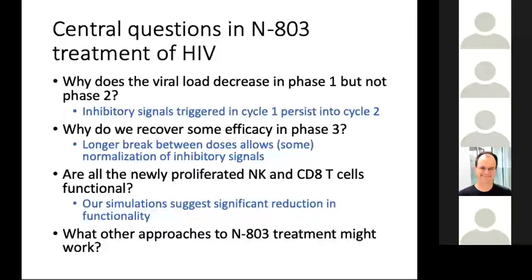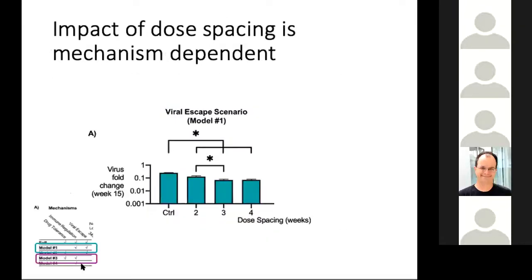And so this is something that we can quite easily do in our simulations. And so if we do that here, we did the weekly doses, or we space the doses out 2, 3, or 4 weeks apart from each other.